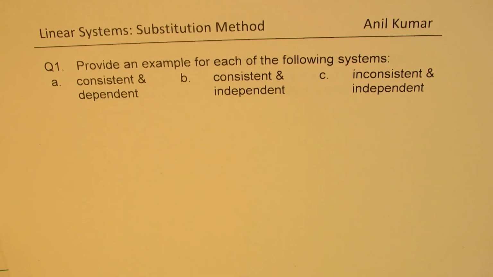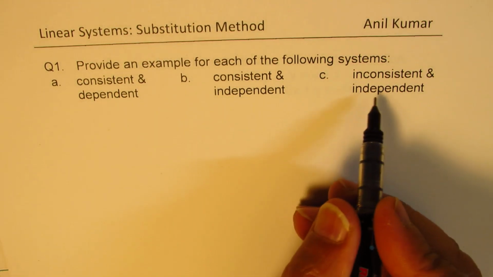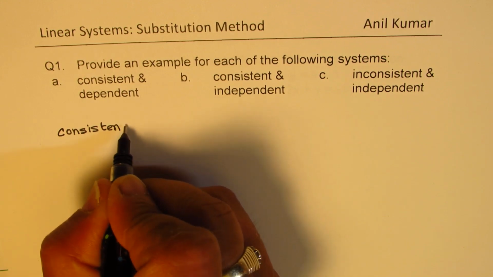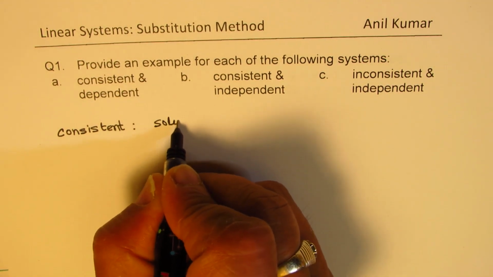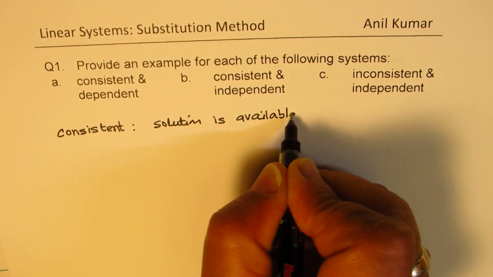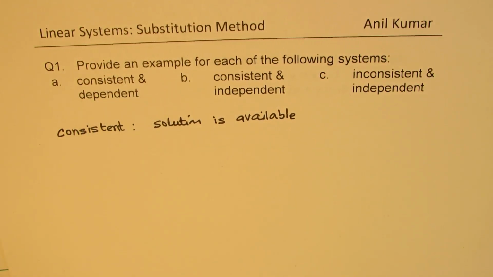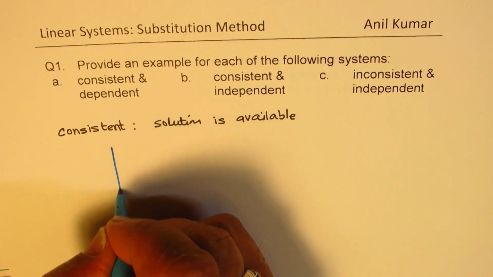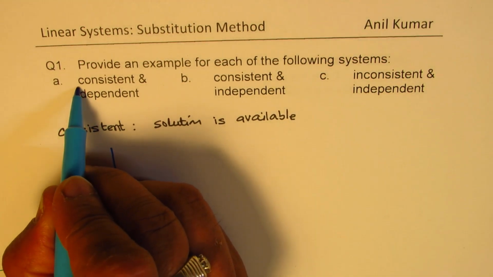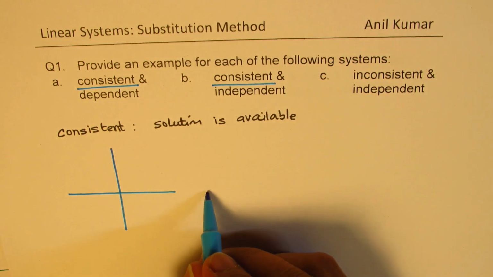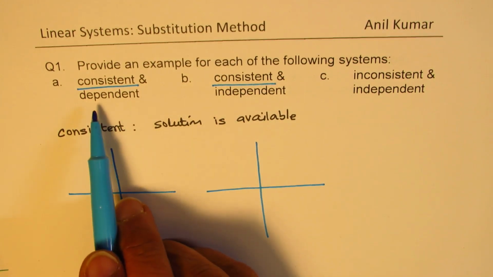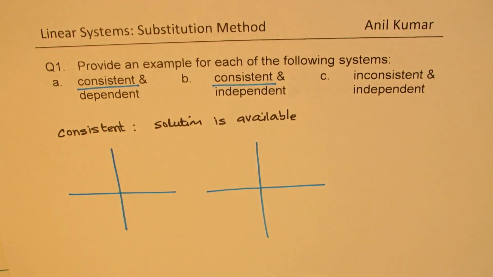Now here you need to understand the term consistent and inconsistent, right? So we use the term consistent when we have a solution. Now, whenever we're talking about a linear system, we could have one solution or we could have infinite solutions, right? So let's look into this word consistent first, right? So we have two different cases. A system is consistent if we have a solution. Now, when is it dependent and when is it independent, right?